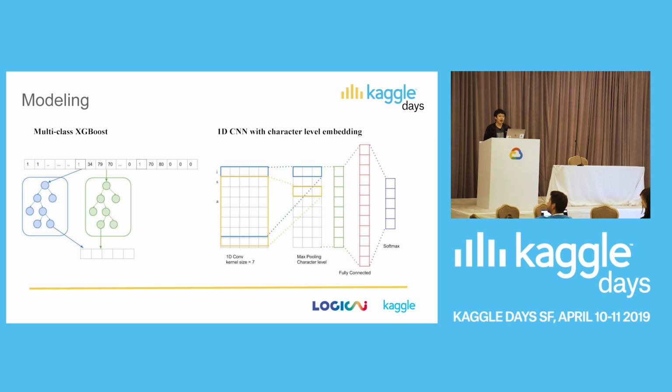And then the second layer is a max pooling. Unlike the original paper for 1D CNN, I do a character level pooling. The reason is that the most important is actually token 2, the center token, so you want to preserve some position information. So I do max pooling along the character level, followed by some fully connected layers and the softmax. Now we have these two models to solve the same problem.